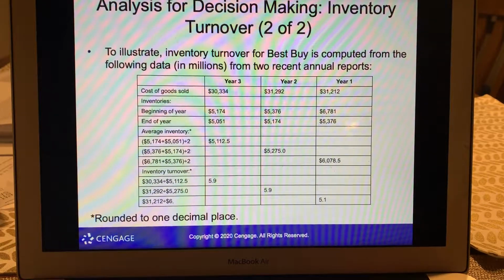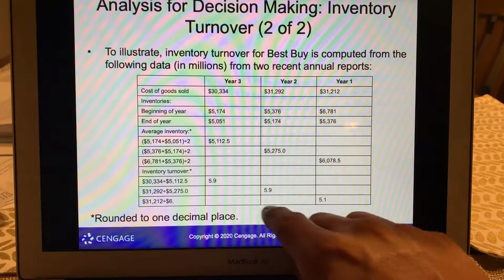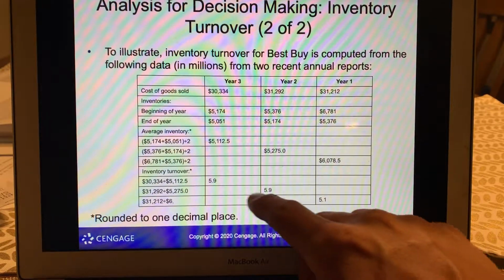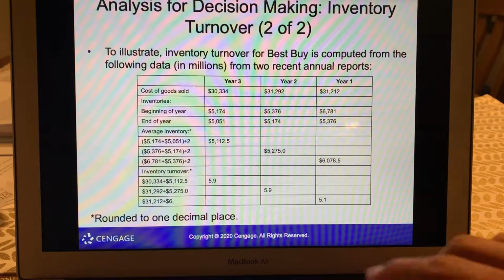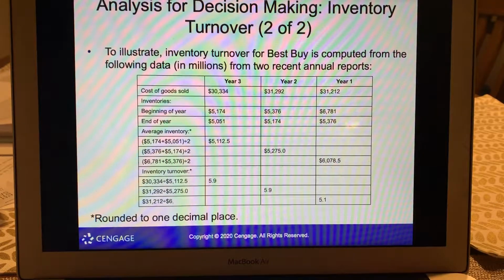So here's an example of what's going on. 5.9, 5.9, 5.1. These are your inventory turnover. There's your average inventory, and comparing them and looking at cost of goods sold, you take a look at that and try to make decisions.